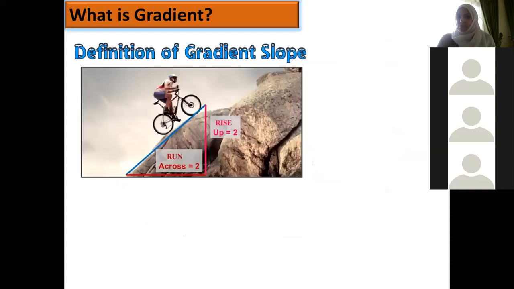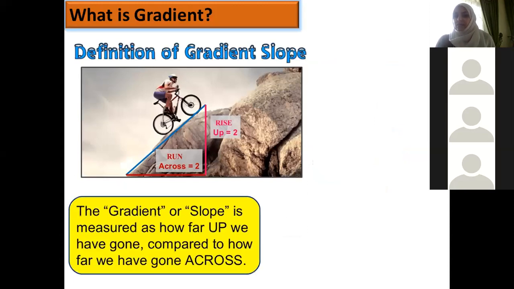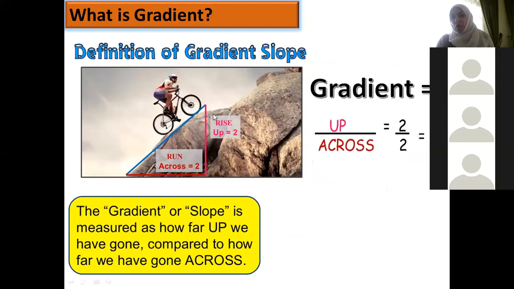What is the gradient again? If I want to define the gradient or the slope, the gradient or the slope is measured by how far can we go up divided by how far can we go across the graph. So it's up divided by across. If I'm going, for example, up for 2 units and across for 2 units, that would be 2 divided by 2, and that equals 1. Any questions so far? How can we find the gradient? It's up divided by across.